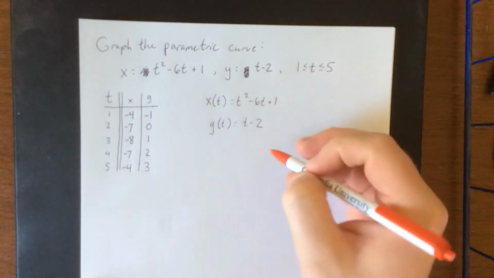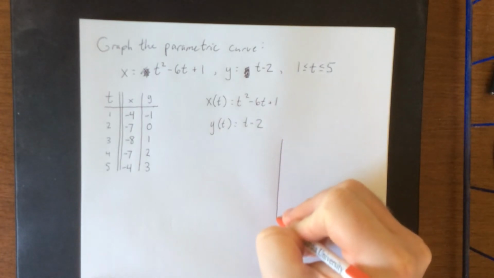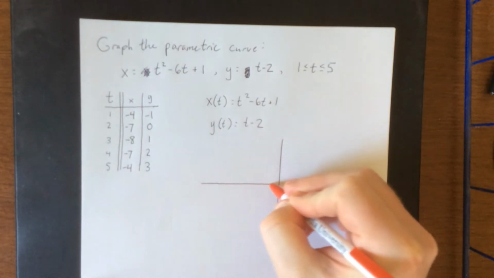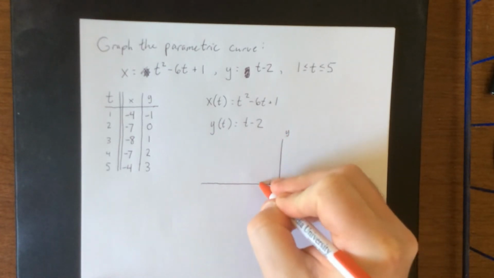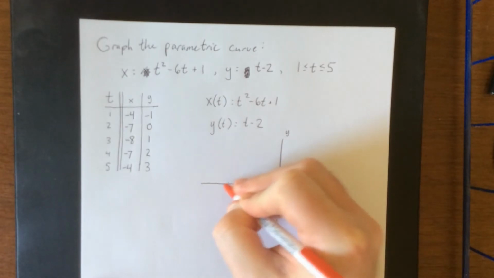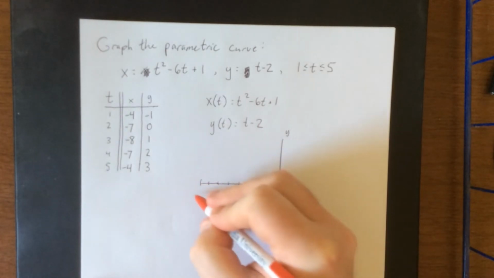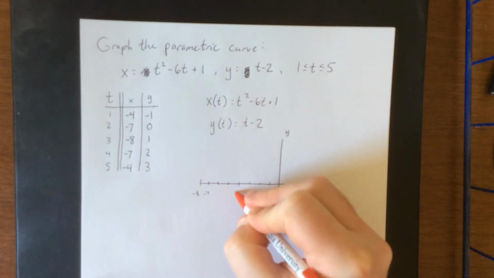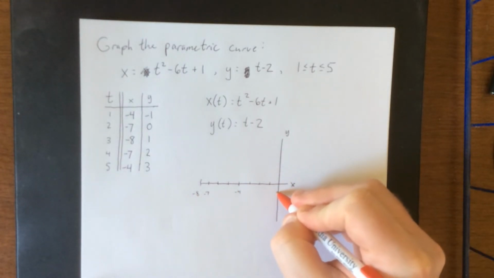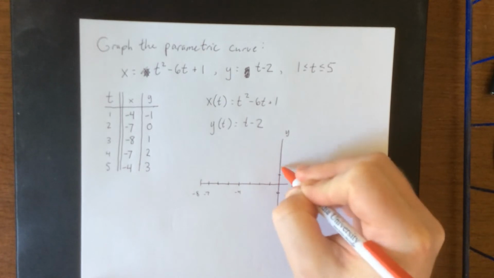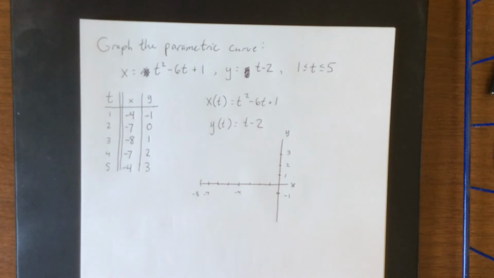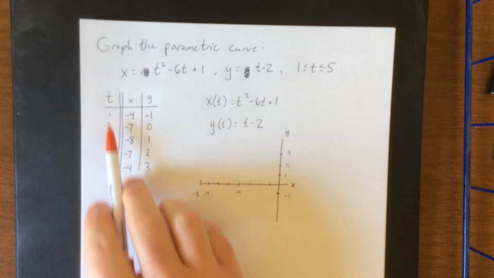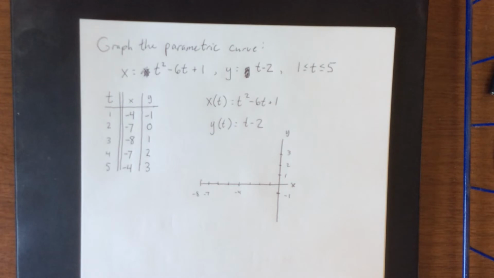Now, given that the y values, some are negative, some are positive, but all of the x values are negative, I'm going to draw this with a special emphasis on quadrants 2 and 3. So 1, 2, 3, 4, 5, 6, 7, 8. Negative 8, negative 7, and negative 4. For y, we'll see a negative 1, we'll see a positive 1, positive 2, and a positive 3. Now, as I'm plotting these points, I'm going to indicate what values of t we have associated with them as well, and that will allow us to create an orientation for the curve.